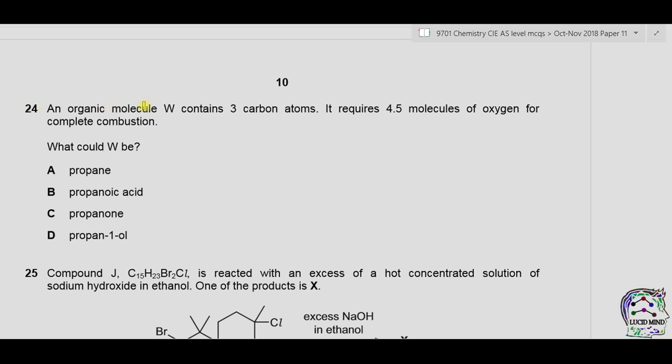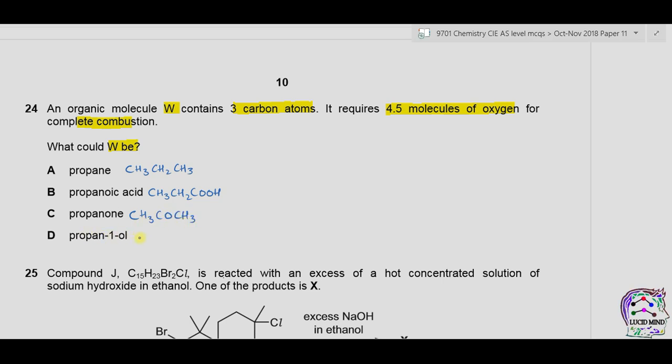Question 24. An organic molecule W contains 3 carbon atoms. It requires 4.5 molecules of oxygen for complete combustion. What could W be? A is propane, we have CH3, CH2, CH3. B is propanoic acid, CH3, CH2, COOH. C is propanone, CH3CO, CH3.